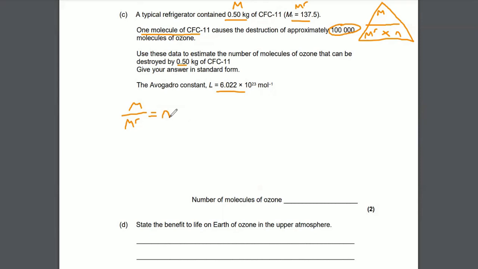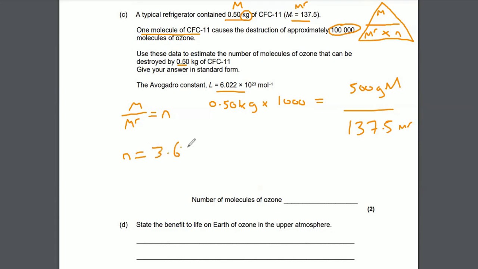So my first, even if you can't work out what you've got to do here, first thing to do is say, well, I've been given mass and Mr. Let's work out the moles of CFC. So I've got 0.50 kilograms. What do we need to do to that? So we times by 1,000, we get 500 grams of CFC divided by the Mr of CFC, which is 137.5. And that's going to give us n, which we use for the number of moles. And the number of moles is going to be something like 3.63.